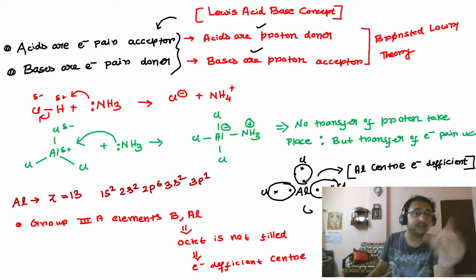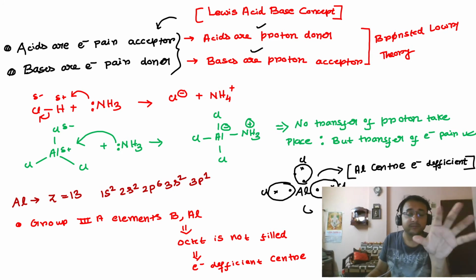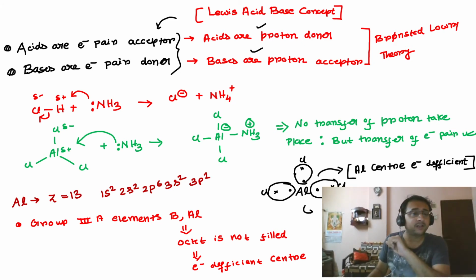I will show you that this Lewis acid-base concept is a much more general concept. Because if you go along with the Bronsted-Lowry theory, you will miss many things. You will miss some chemicals being acids or bases. You cannot predict them by using the Bronsted-Lowry theory. So the Lewis acid-base concept is much more generalized compared to the Bronsted-Lowry theory.